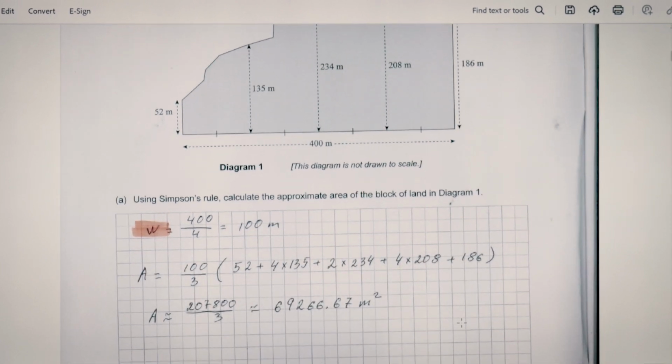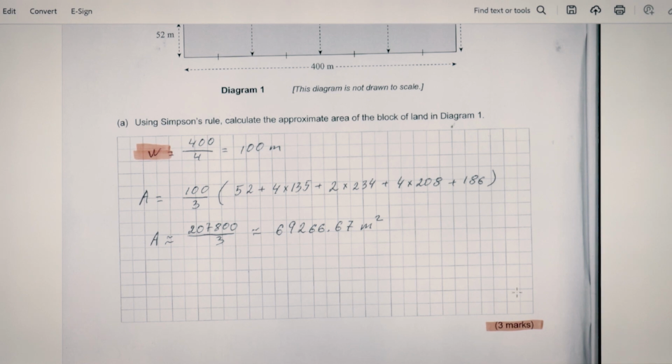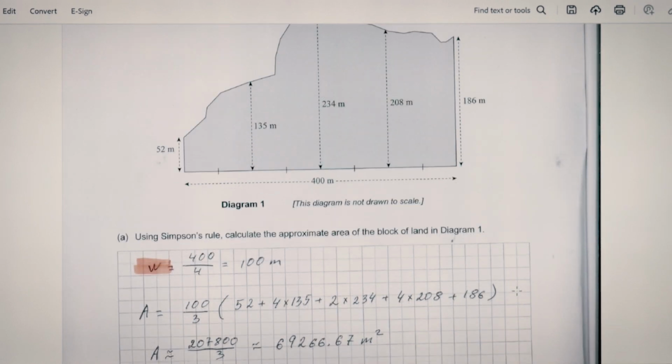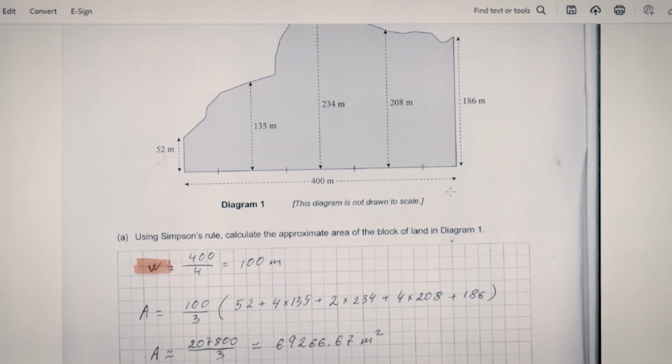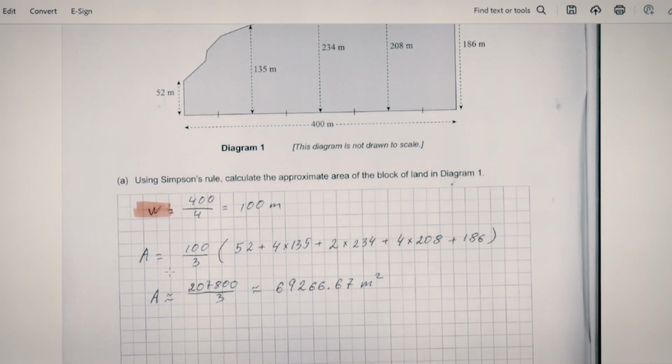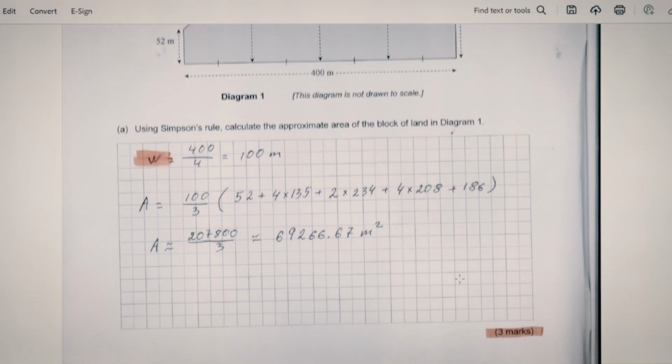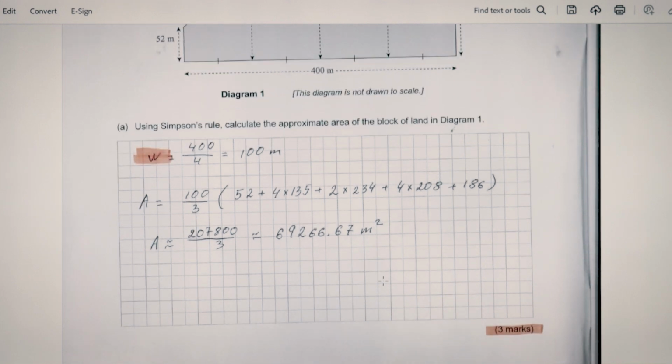So the question has 3 marks here, and in general, we are looking for 1 mark for finding the correct width, because it's given just the length of this land, 400 meters. The second mark is for correct substitution, and the third mark is for the answer.